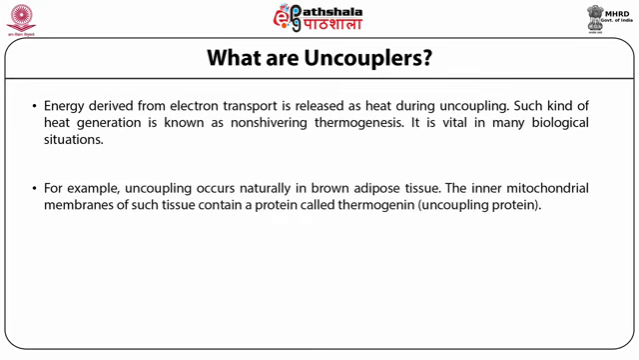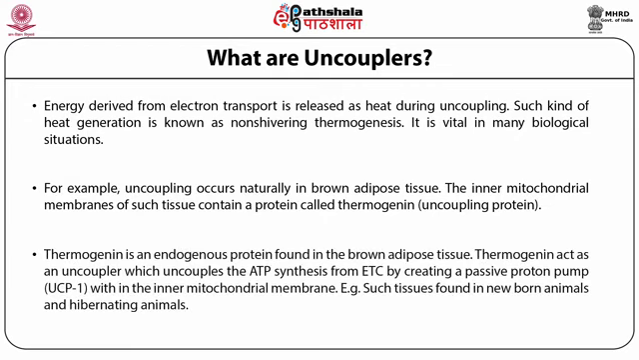For example, uncoupling occurs naturally in brown adipose tissue. The inner mitochondrial membrane of such tissues contains a protein called thermogenin. This thermogenin protein is recognized as the uncoupling protein. This thermogenin protein acts as an uncoupler. Due to its mode of action, there will be uncoupling between the electron transport and oxidative phosphorylation.